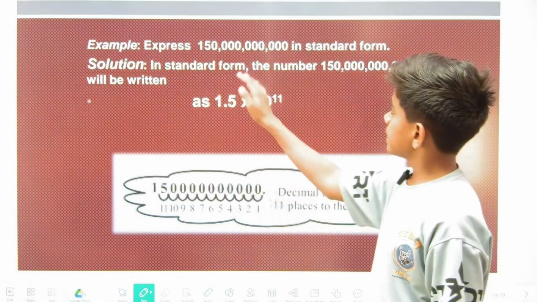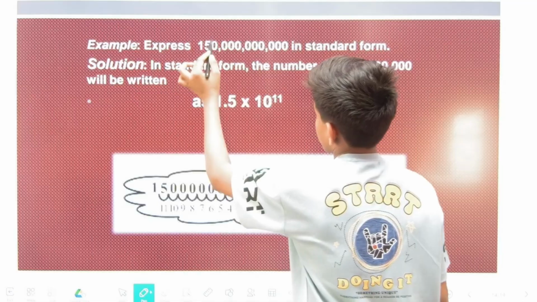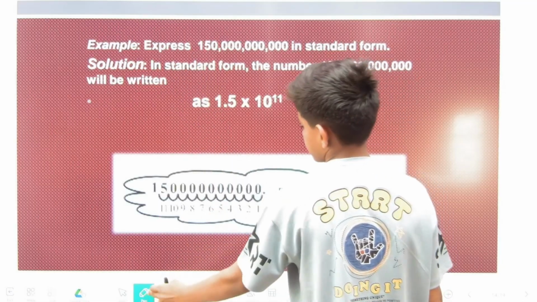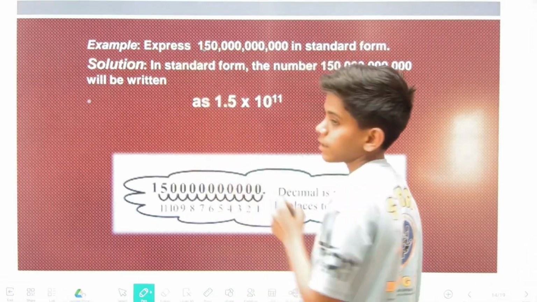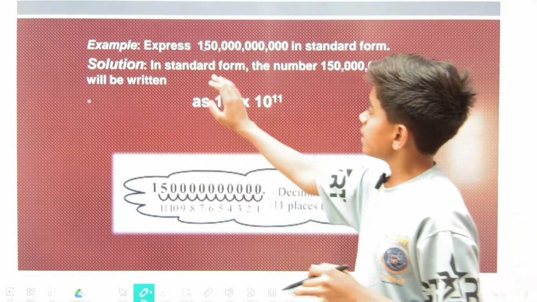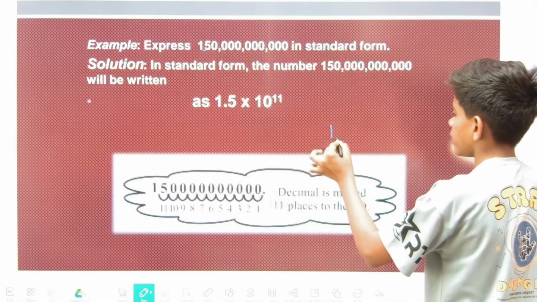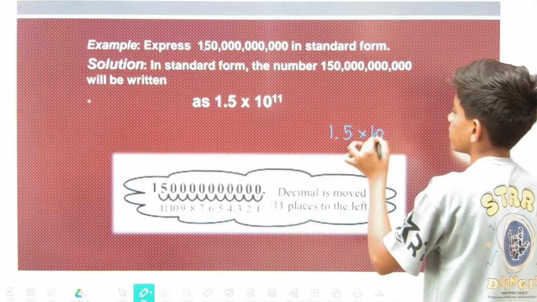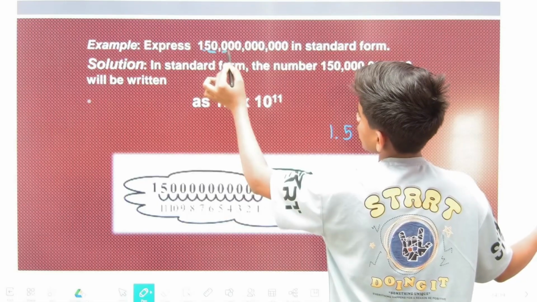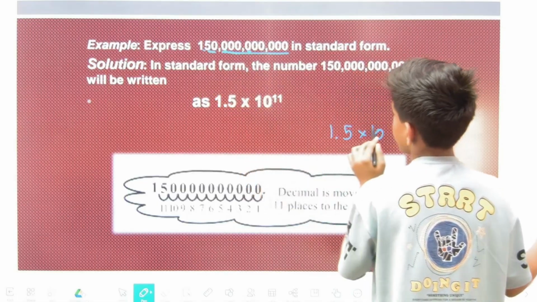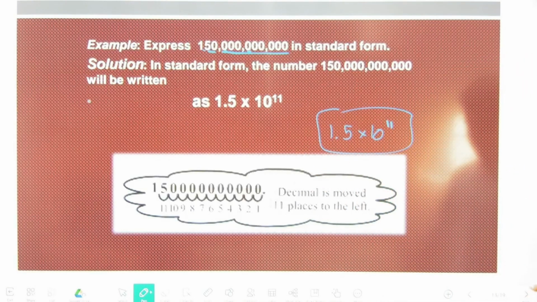Example, express this in standard form. Now how to express this? We will put a point after the leftmost digit, and after that how many digits are there? 1. So 1.5 into 10 to the power. Now after the digit, how many zeros are there? 1 2 3, these 3, 9 and 2, 9 and 2 is 11. So our answer is 1.5 into 10 to the power 11.